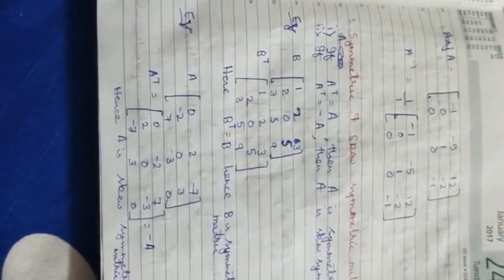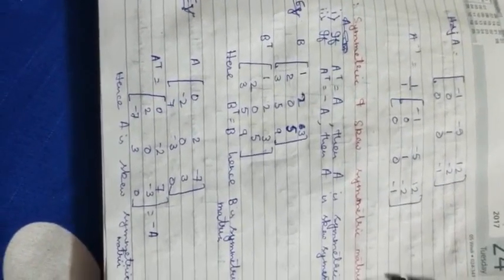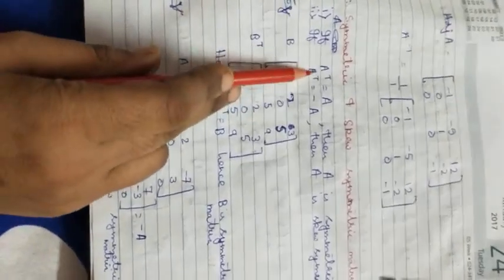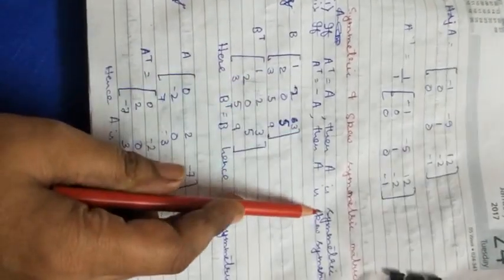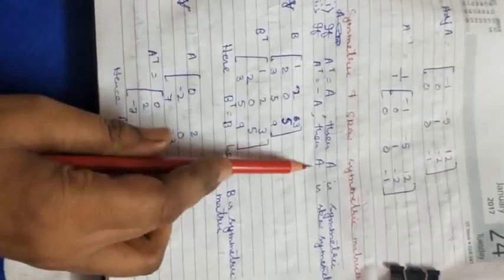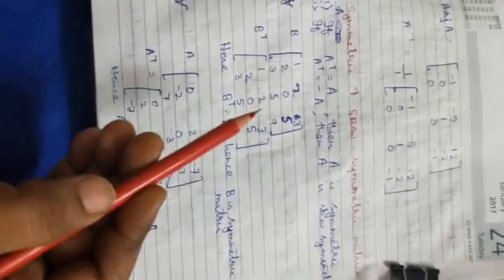Moving over to the next portion, symmetric and skew symmetric matrix. When we are taking the transpose of a matrix, if the transpose is the same as the given matrix, this matrix is symmetric. Here A transpose is equal to A, then A is symmetric. And if A transpose is equal to minus A, then A becomes a skew symmetric matrix. Two examples are given here.